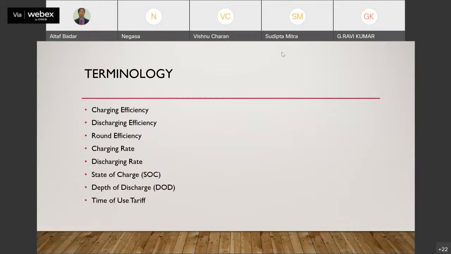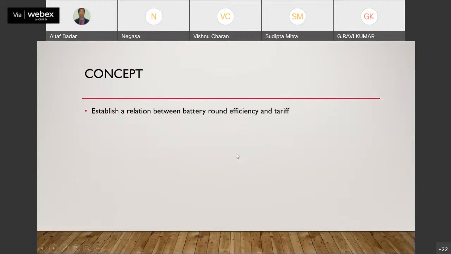Then let us move to the next part of this. That is, what is the concept? The concept is to establish a relationship between battery round efficiency and the tariff. So again, I'll repeat for those who have joined late that we are not talking about renewables today, but what we are talking about is when the battery should be charged and when it should be discharged, based on the concept of round efficiency and tariff, the relationship between the round efficiency of the battery and the tariff.